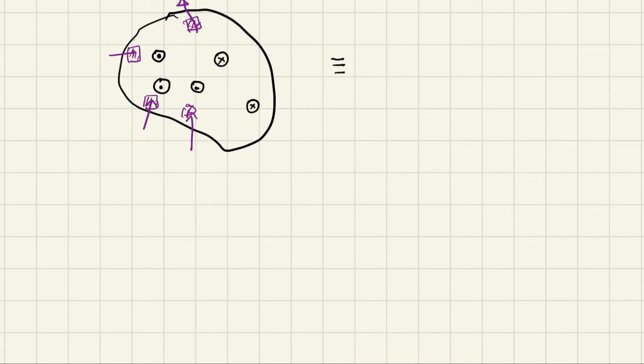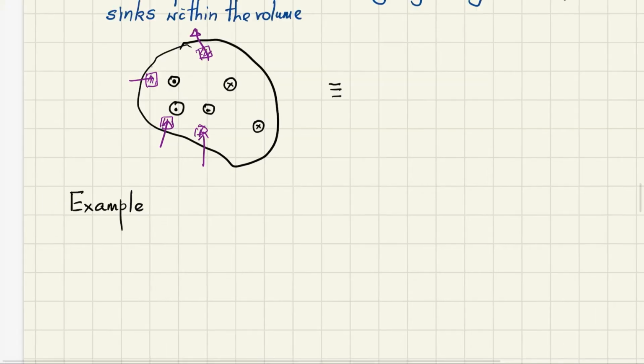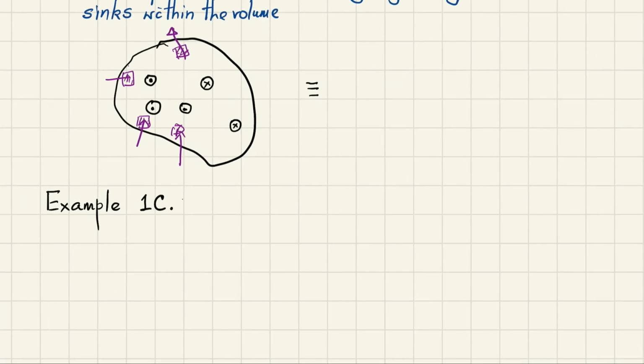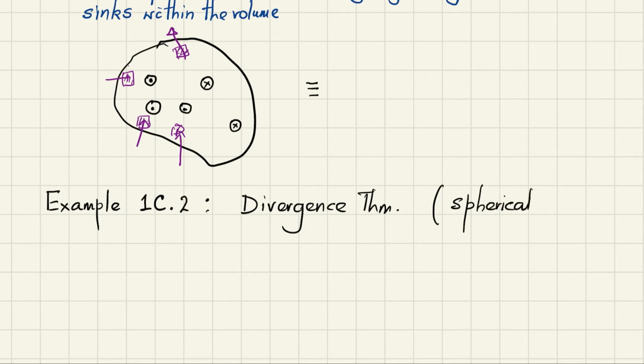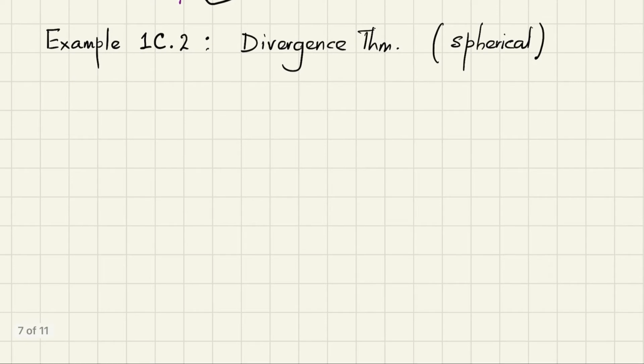Let me take an example of this idea with the spherical coordinate system just to get you familiar. This is example 1.C.2, an example of the divergence theorem, and I have chosen this example to be in spherical coordinates. You can do it in any coordinate system, but each problem has its own symmetry. What is given is V equals r cos theta r hat plus r sin theta theta hat plus r sin theta cos phi phi hat.